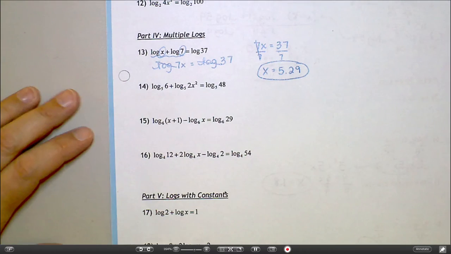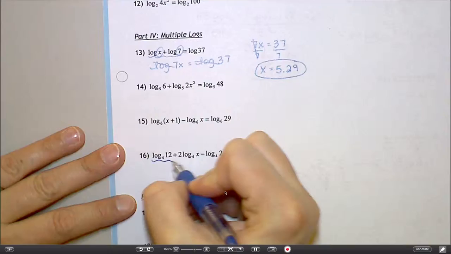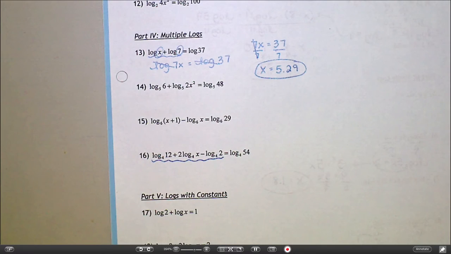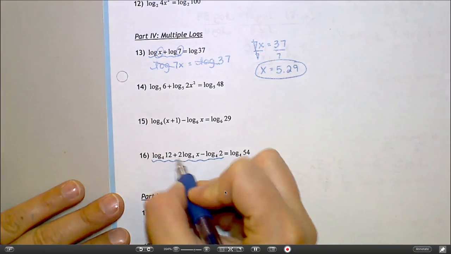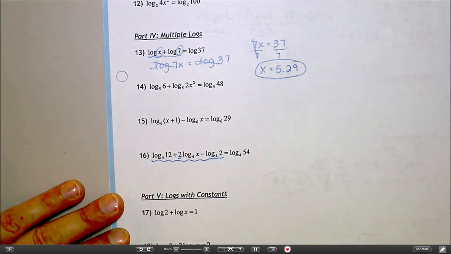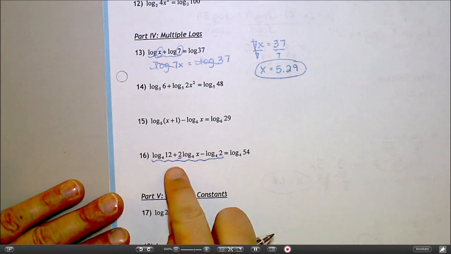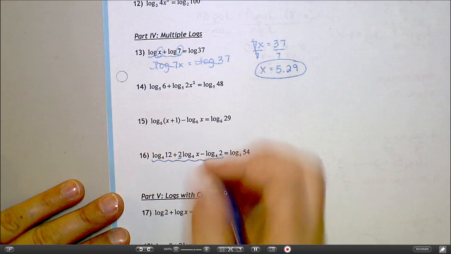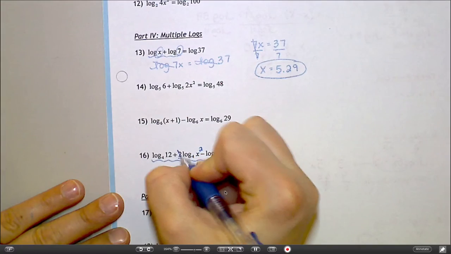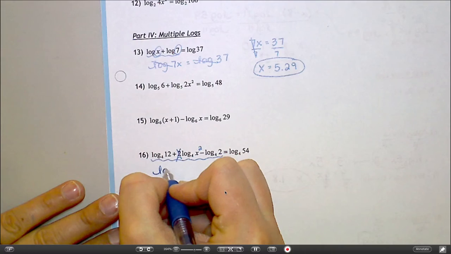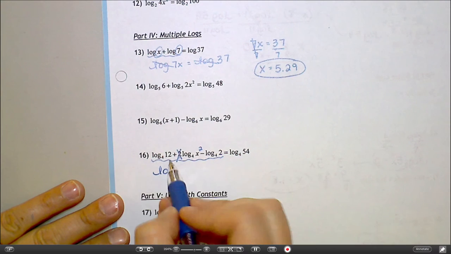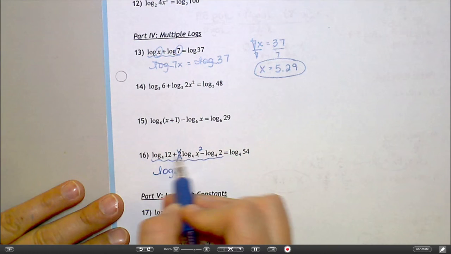Okay, so the hardest part about 16 is figuring out how to combine all this junk. But we did that last week. Remember I told you that this was the lesson where everything was going to come back together? So first of all, any numbers that are out in front, I would put those back where? Like this 2 right here, where does it really go? Power. Yeah, so this x is really an x squared. So I would rewrite this side as log base 4. How would I combine the 12 and the x squared? Yeah, it would be 12x squared.